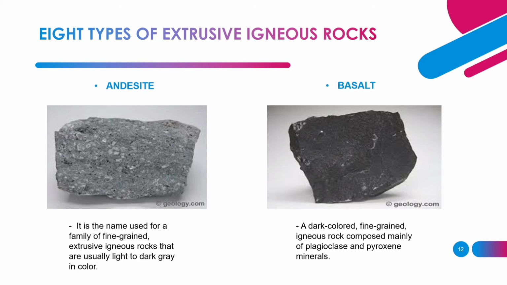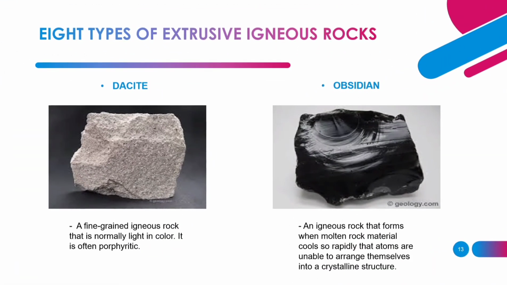Second one is the basalt, a dark-colored, fine-grained igneous rock composed mainly of plagioclase and pyroxene minerals. It most commonly forms as an extrusive rock such as a lava flow, but can also form in small intrusive bodies such as an igneous dike or a thin sill. It has a composition similar to a gabbro. Third one is dacite, a fine-grained igneous rock that is normally light in color.